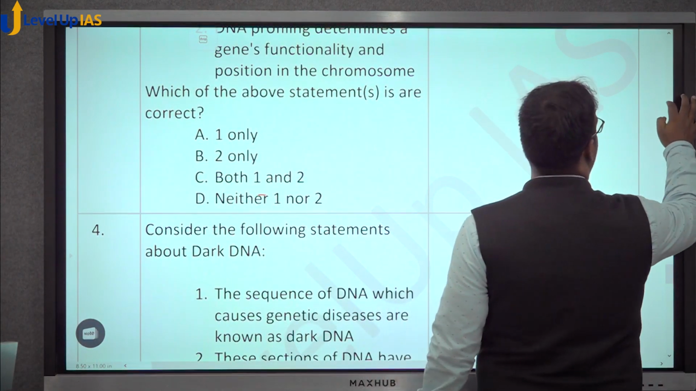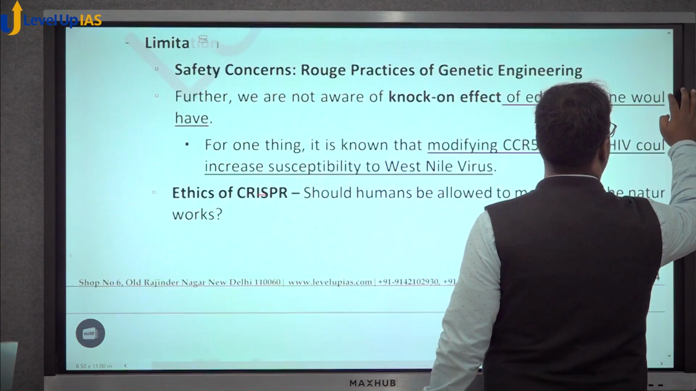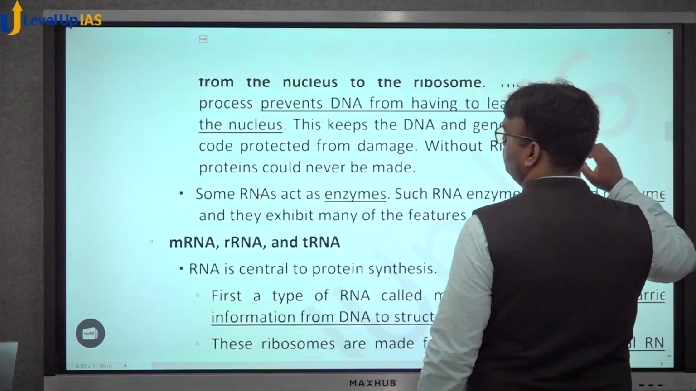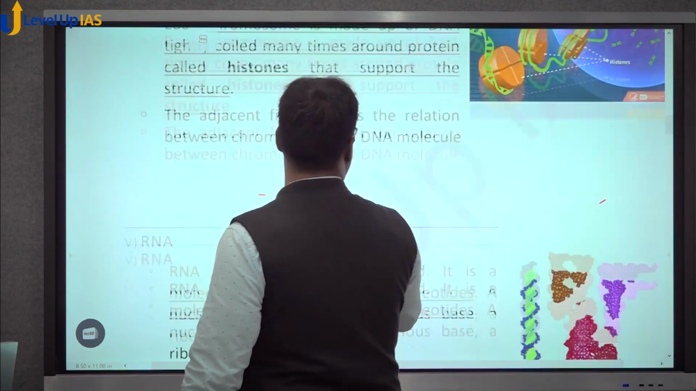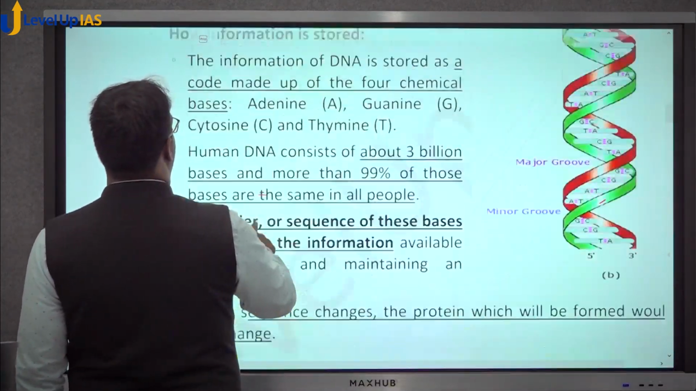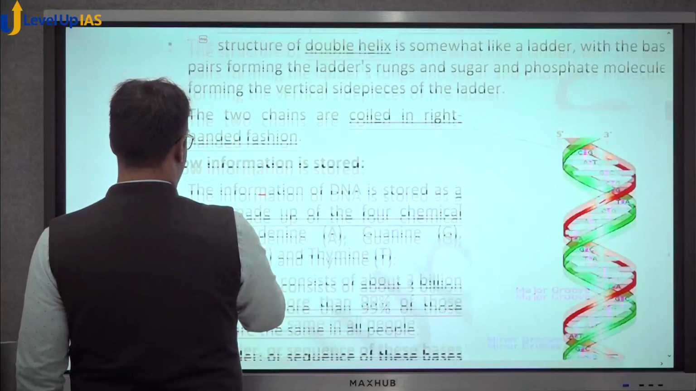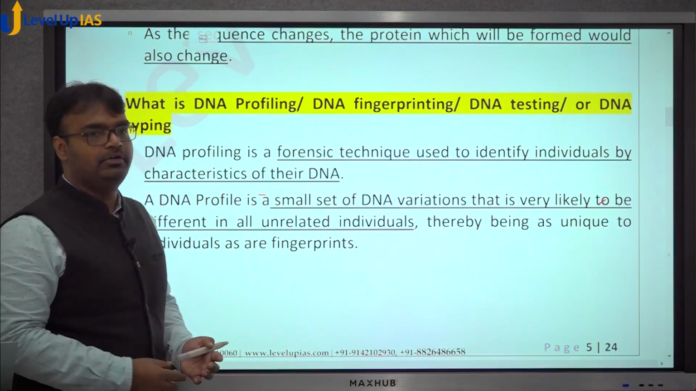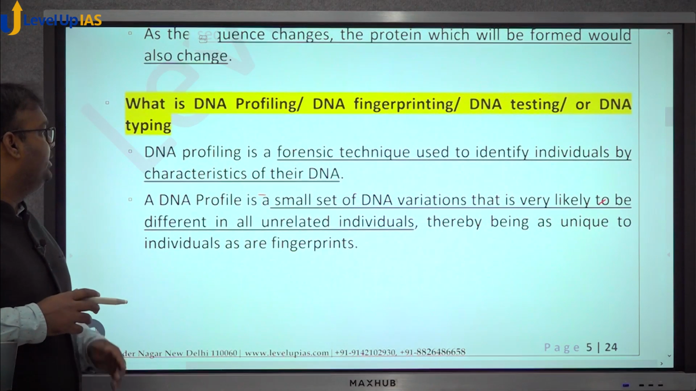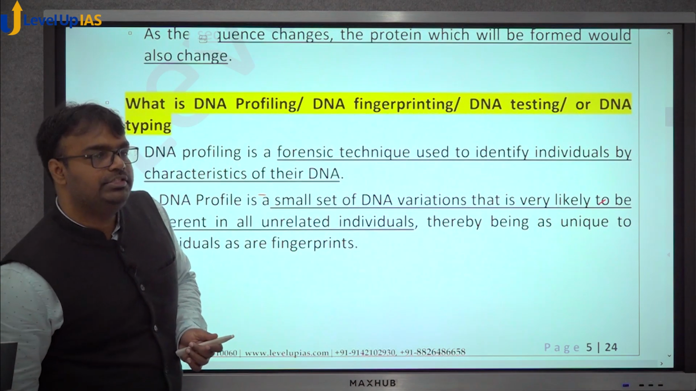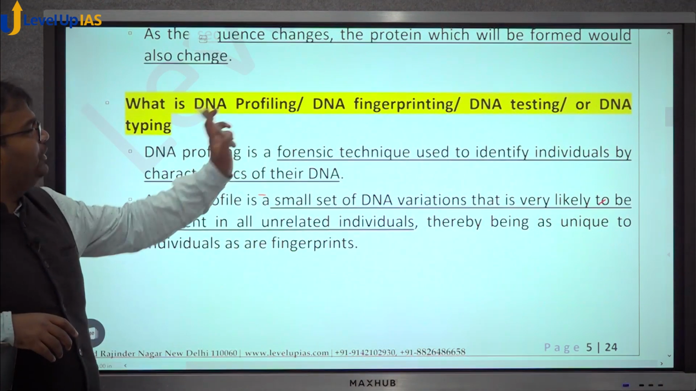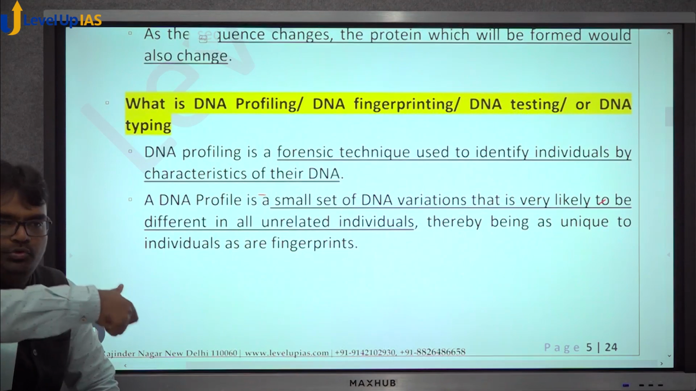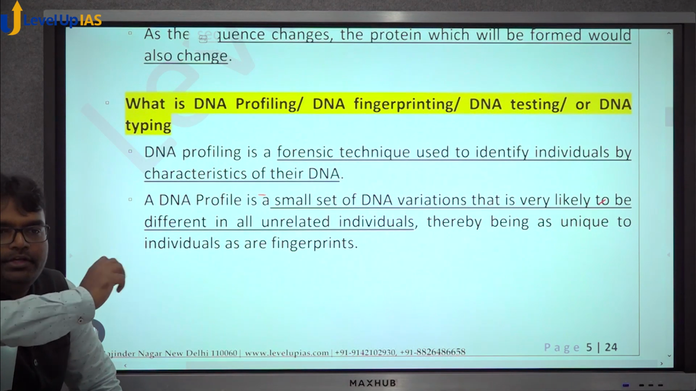Let's go back to DNA profiling, DNA fingerprinting, DNA testing or DNA typing. What is DNA profiling? Let's talk about DNA fingerprinting. What is fingerprinting? Do you know? Fingerprints are considered unique. Those are used to identify individuals.